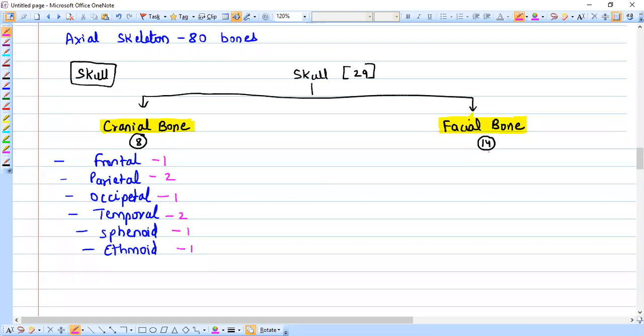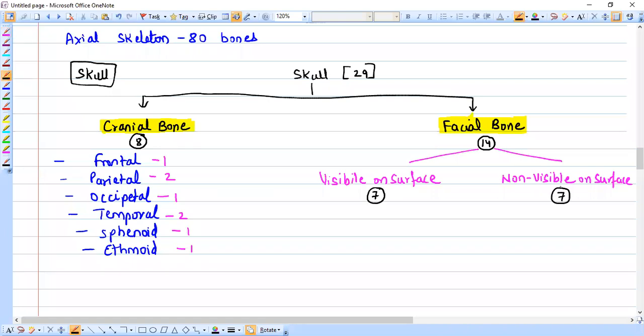Facial bones are divided into two. One is visible on the surface. You can see it on your face also. So it is visible on the surface, and that is called the facial bone. Another one is not visible on the surface. It means you have to open your skull to see that. Out of 14, 7 will be visible and 7 will not be visible.